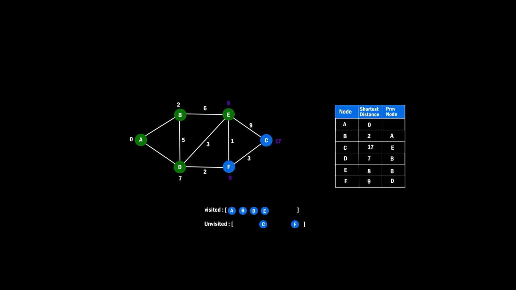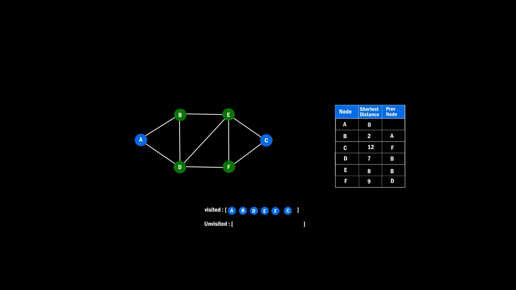Now we have F and C left as unvisited nodes. And F has a distance of 9 and C has a distance of 17. We always start with the one with the minimal distance. So we start with F and the only unvisited neighbor is C. And now we see that we have a distance of 12 from A to C if we go over the node F. So we can update the shortest distance to C, set the previous node as F and mark F as visited. This leaves us with node C. Since C has no unvisited neighbors, we're done here and we can mark C as finished.